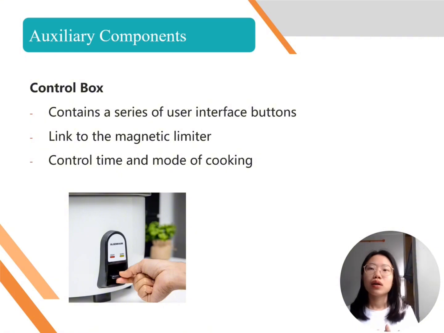It's the control box. It contains a series of user interface buttons that are linked to the magnetic limiter, so that users are allowed to control the time and mode of cooking. The touch control panel will come with intuitive graphics that make the rice cooker easier to operate. Some of it even contains indicator lights that provide visual feedback for the user.